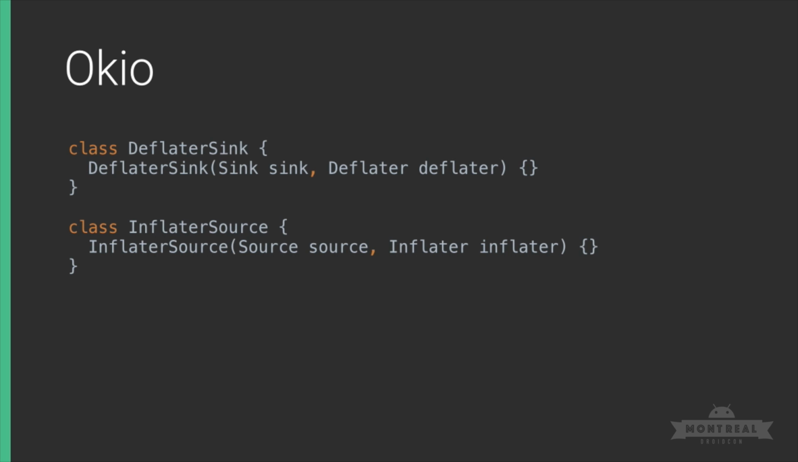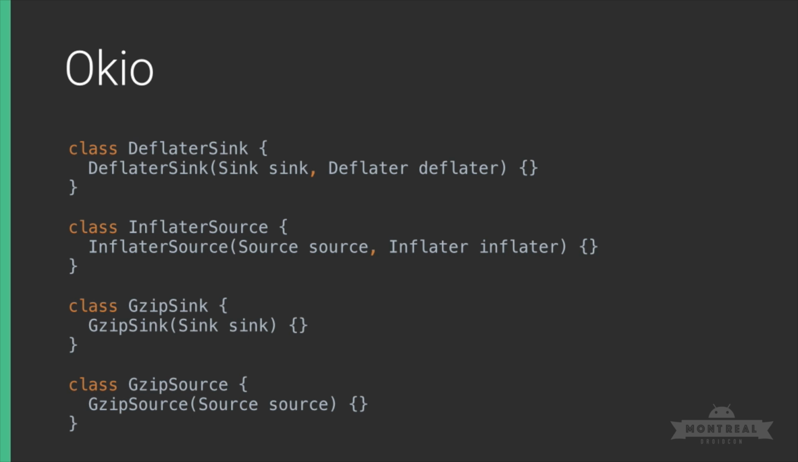So just like Java I/O, OkIO also has decorators. The two that we provide in the library are ones for doing the inflate and deflate, which are also in Java I/O, and then gzip, both compressing and uncompressing.